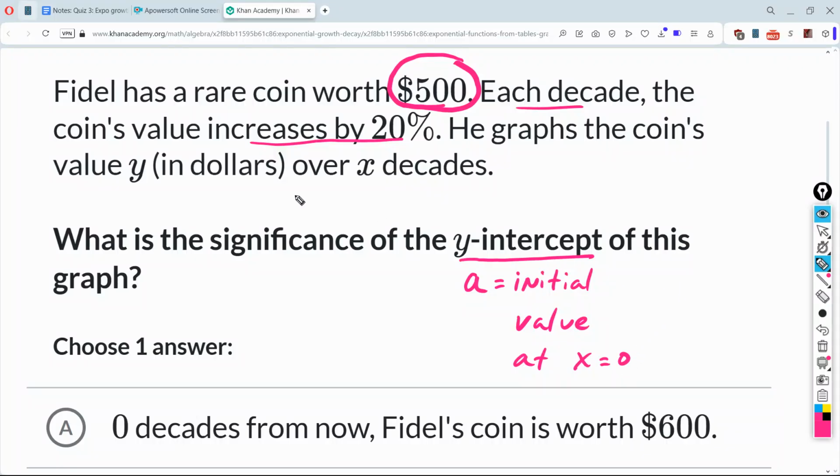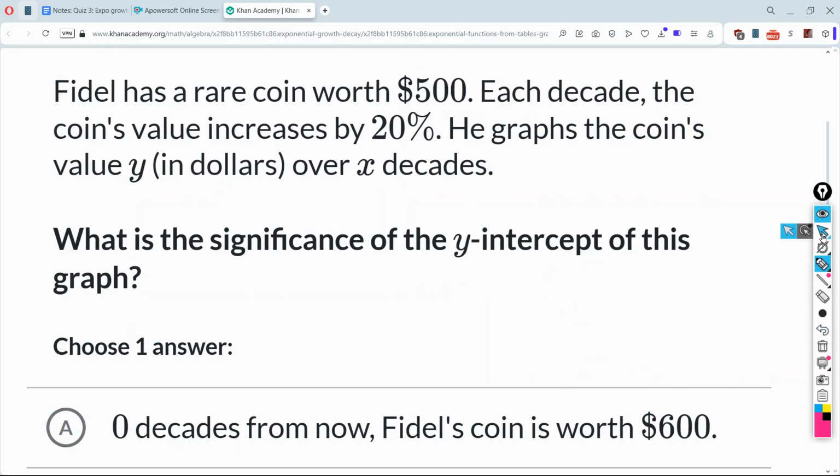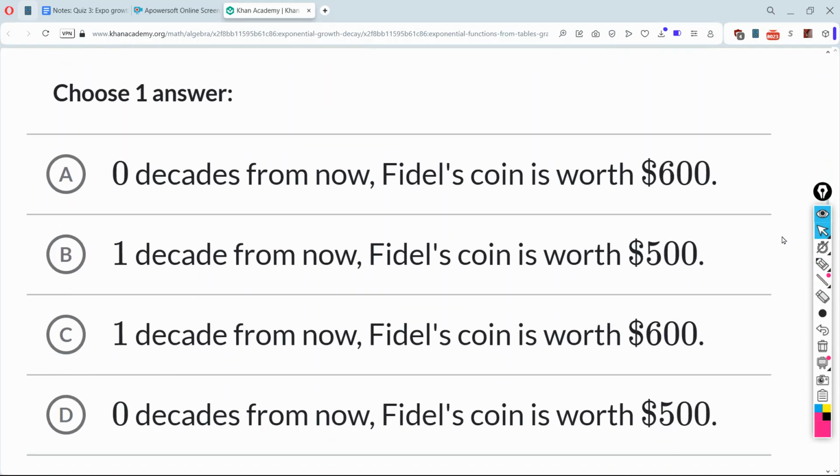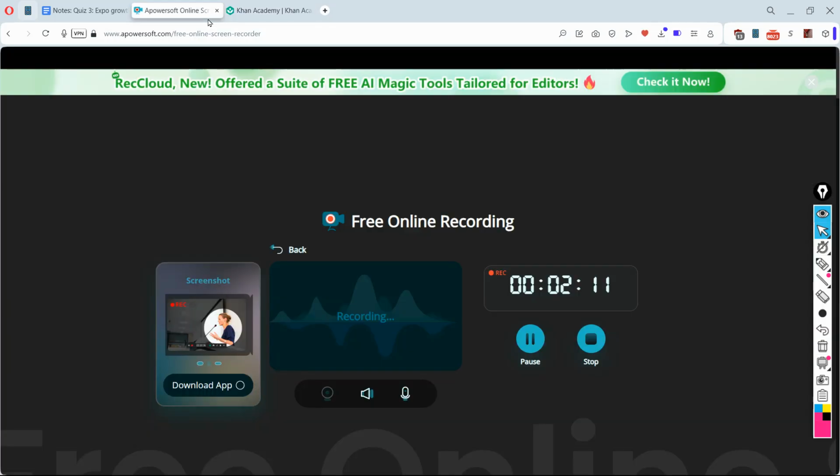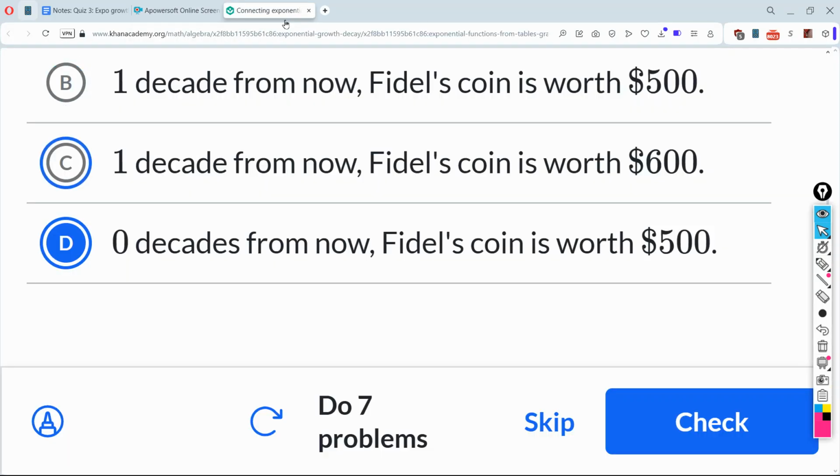In this case, since x is the number of decades, we could say at x equals 0 decades. But that's it, really. You just have to put it into words. $500 is the initial value at x equals 0 decades. This is 0 decades, but it says 600. This is 0 decades. It's worth 500. So that's it right there. Answer D.